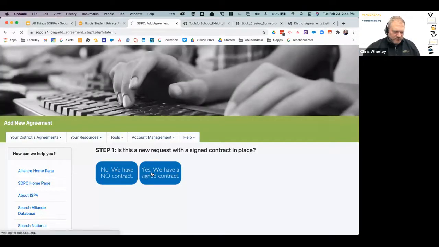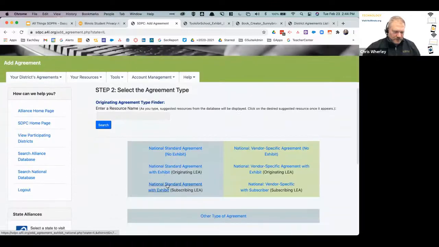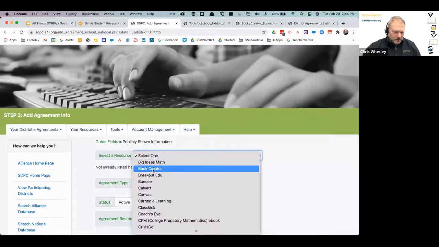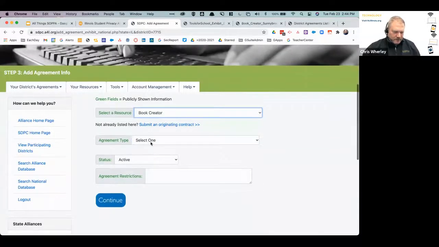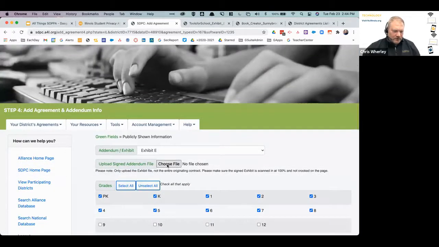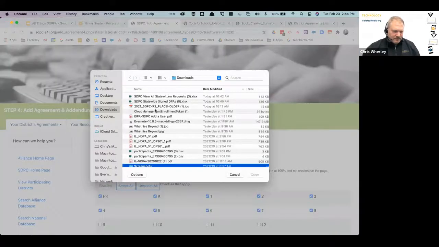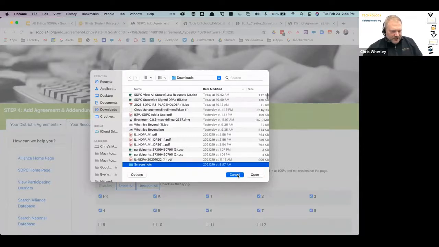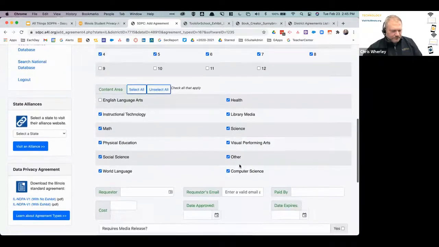Yes, I have an agreement. I'm the subscribing agreement with the national level agreement. And I'm choosing Book Creator. I'm choosing Illinois NDPA, continue. And this is where I would put that file that I signed, the one-page Exhibit E. I'd put that in there. I'd go through and save this information.